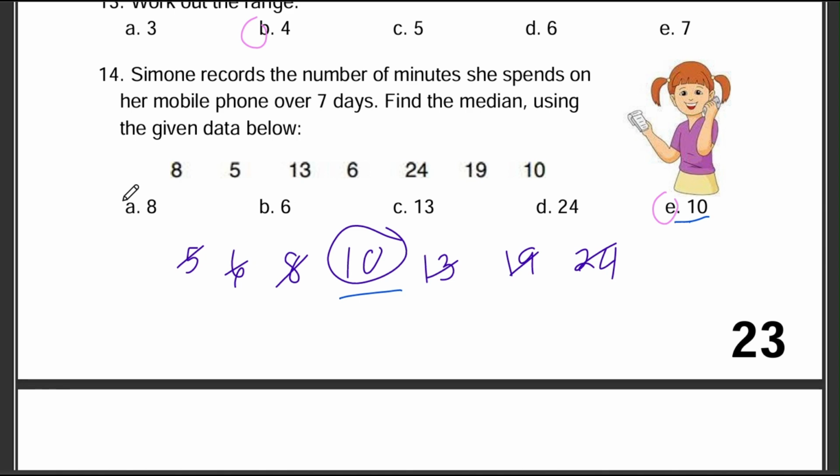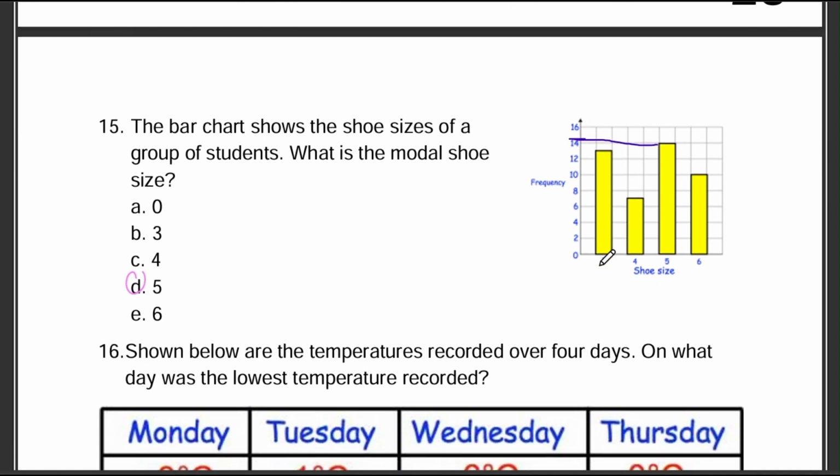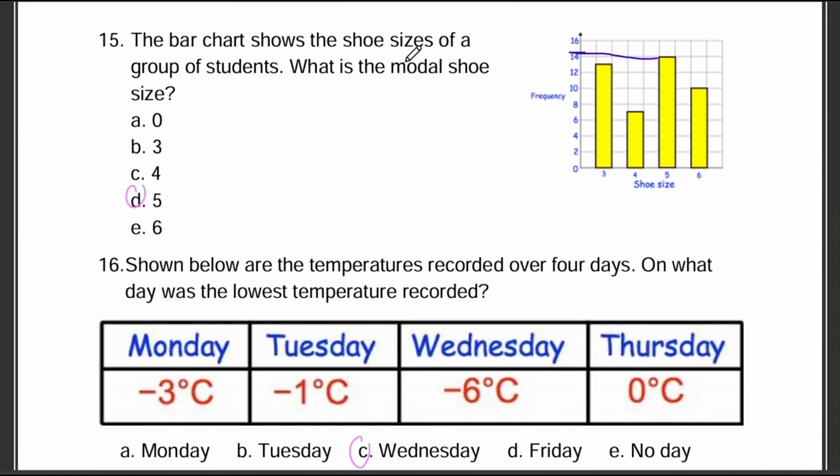Why not the others? A, 8 is too early in the list. B, 6 is also too early. C, 13 is after the middle number. D, 24 is the last number. Question 15. What is the modal shoe size? A, 0. B, 3. C, 4. D, 5. E, 6. The correct answer is D, which is 5. The tallest bar on the bar chart is at shoe size 5. Modal size means the one that occurs most often. So shoe size 5 is the most common. Why not the others? A, 0 is not modal.